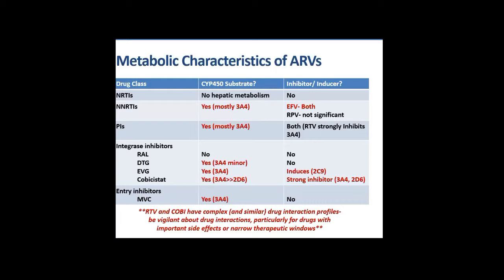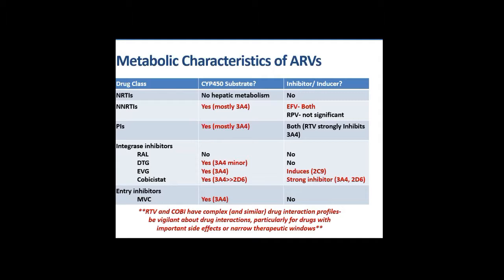Among the protease inhibitors, these are also P450 substrates, mostly 3A4, and they can both inhibit or induce, but really the main one to remember is ritonavir. Remember, the way ritonavir works is that it inhibits the 3A4 system, allowing for increased concentration of the other protease inhibitor. That can also affect the concentrations of other drugs that may also be P450 substrates, and those drugs should be either used with caution or not used in the presence of ritonavir.